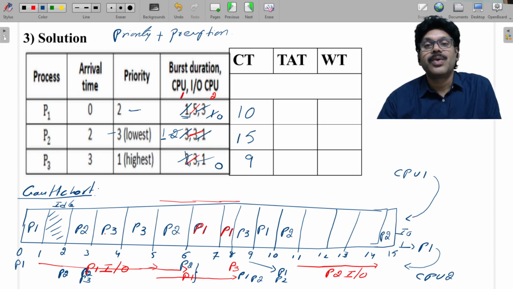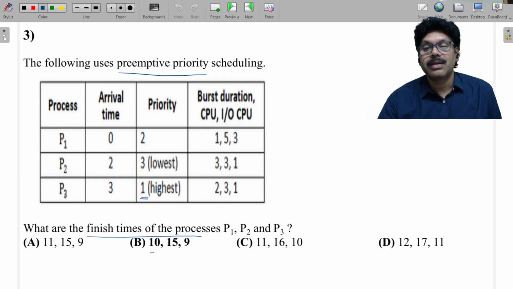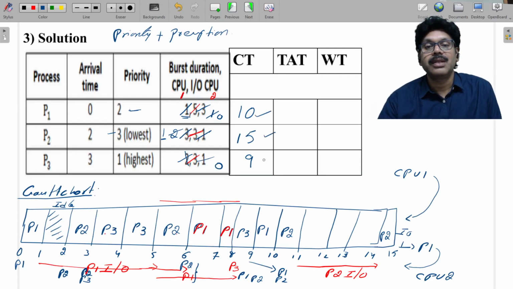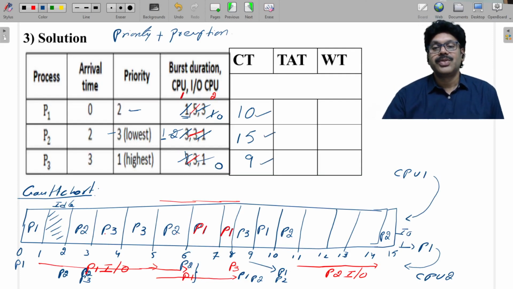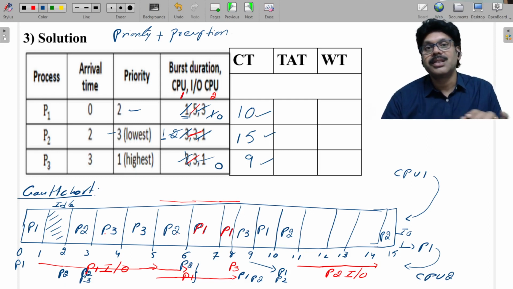That's it. So what is asked? Process completion times: 10, 15, and 9. One of the important points we highlight from this example is that IO time is overlapped with the CPU time. When IO is running, parallelly the CPU can also execute other processes.